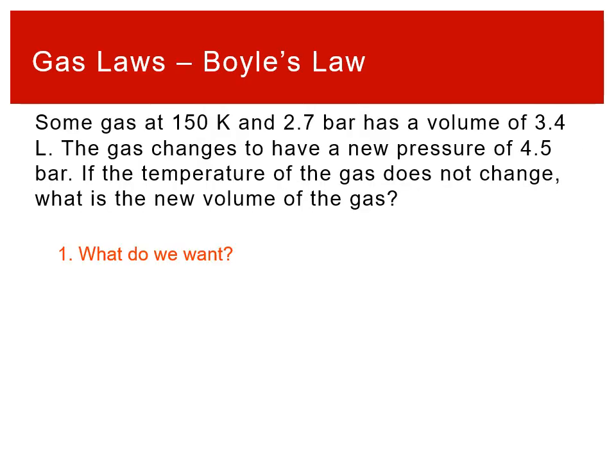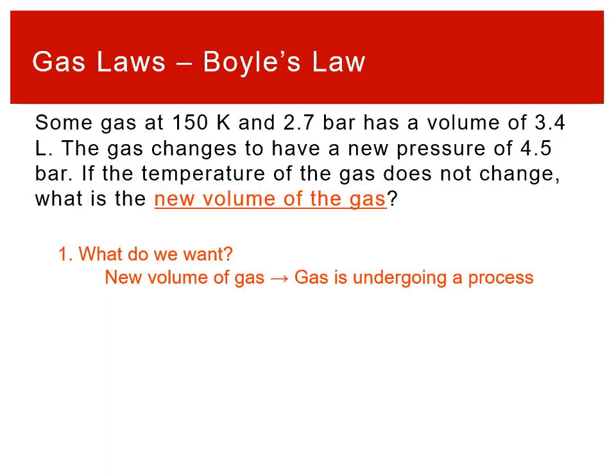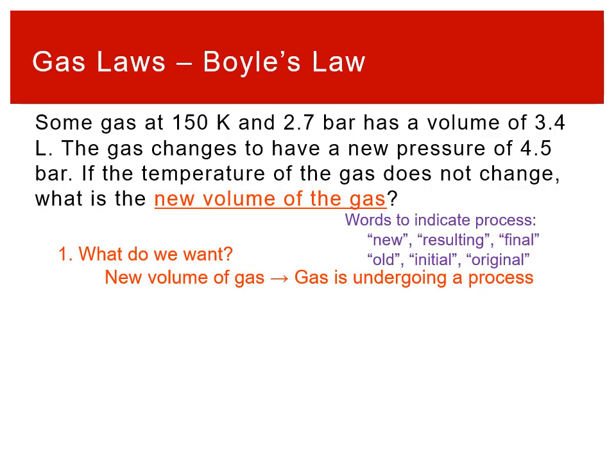We always start out by thinking about what do we want? Where do we want to end up? And we can see that we're looking for the new volume of the gas. Okay, so again, that word new implies that this gas is undergoing a process. Initial, final, old, new. These are all words that indicate that there's some sort of change. And whenever we're dealing with a change, that's always going to signify that we're probably going to be using one of these named gas laws. And the question is just to figure out which one to use.